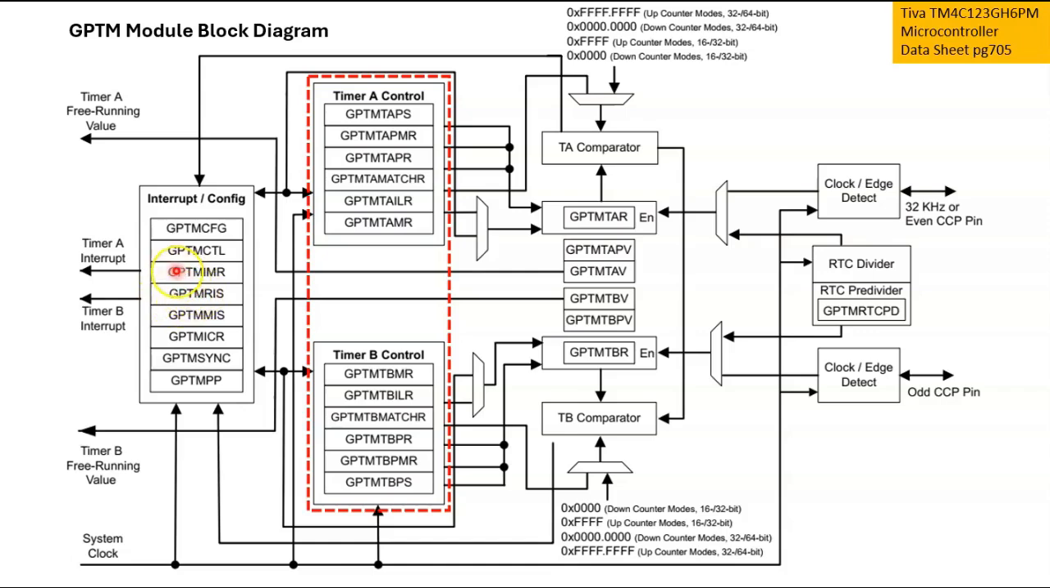because we will be discussing in detail some of these registers. For example, we'll be looking at GPTM CTL, GPTM RIS. Over here we have GPTM TAMR and GPTM TAILR, and so on. So just take note of these registers' names, because later on I'll be referring to them in the video.